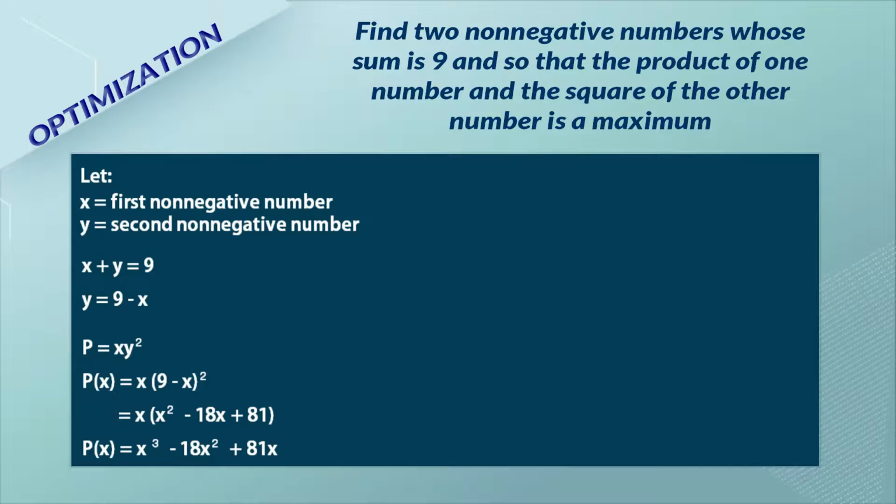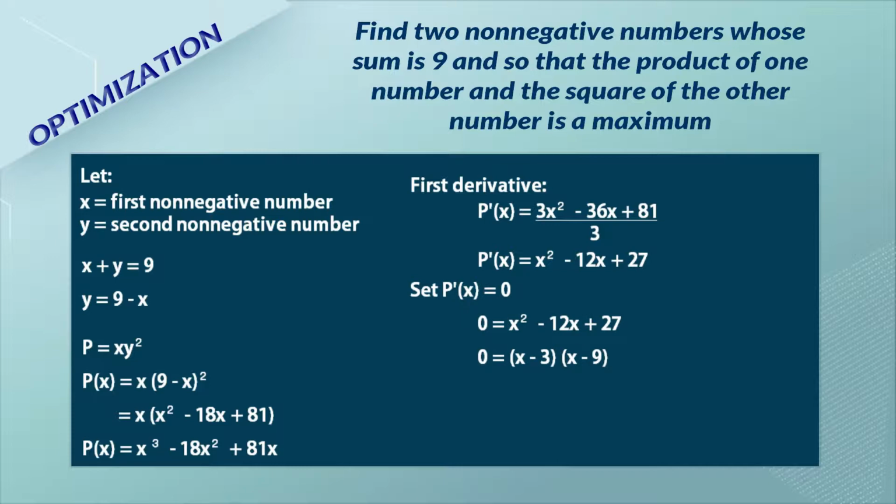Now, let us get the first derivative of the equation. So we get 3x squared minus 36x plus 81. We can simplify this equation by dividing it by 3. With this, we get x squared minus 12x plus 27 as the simplified equation. To get the values of x, we factor the equation like this, equate it to 0, and now we have 3 and 9 as our x values.